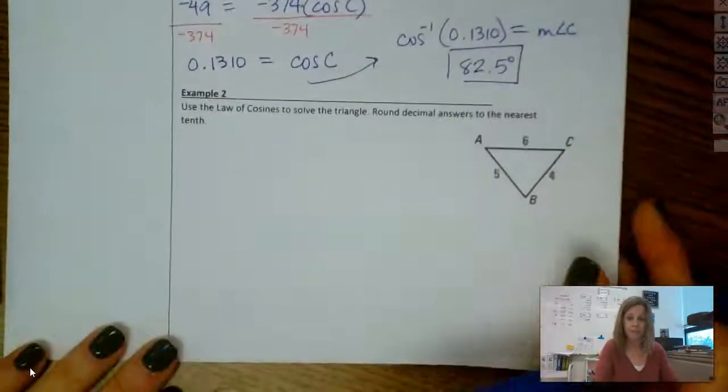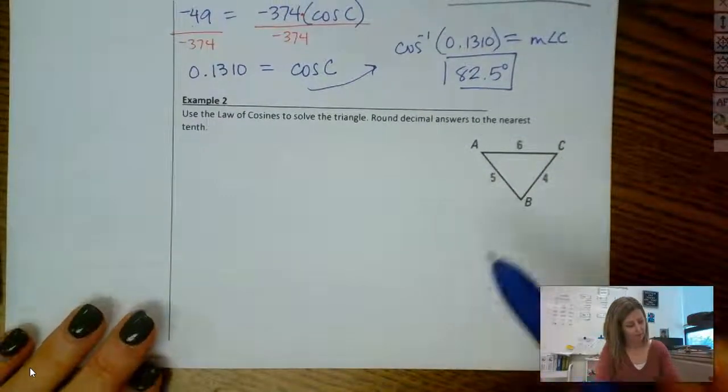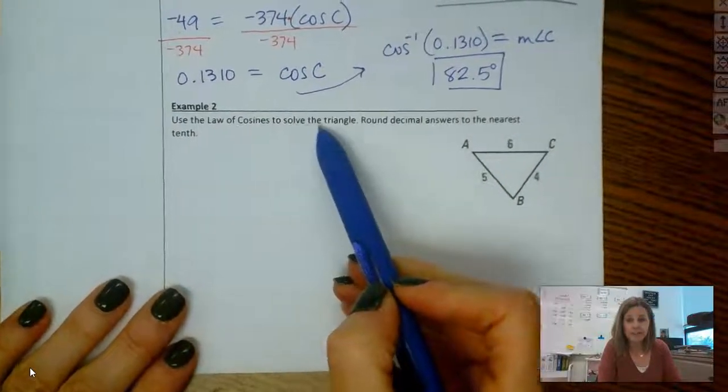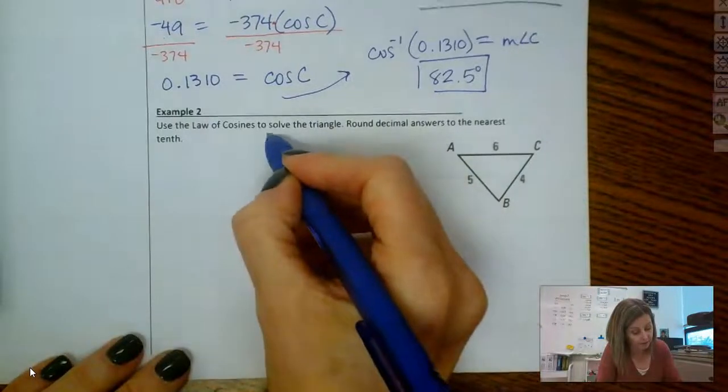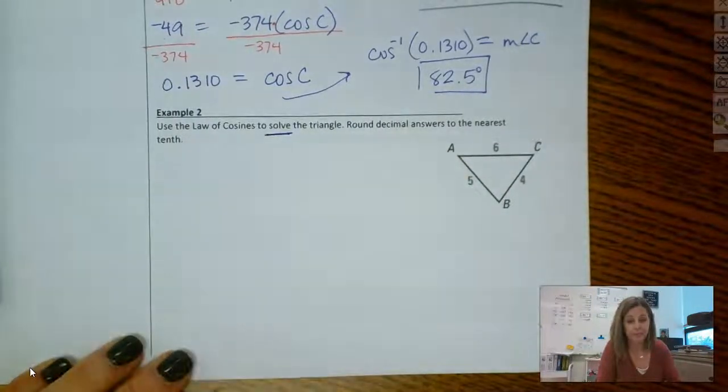Okay, let's move on to the next one. Use the law of cosines to solve the right triangle, round decimal answers to the nearest tenth. All right, we are going to have to do multiple things here.